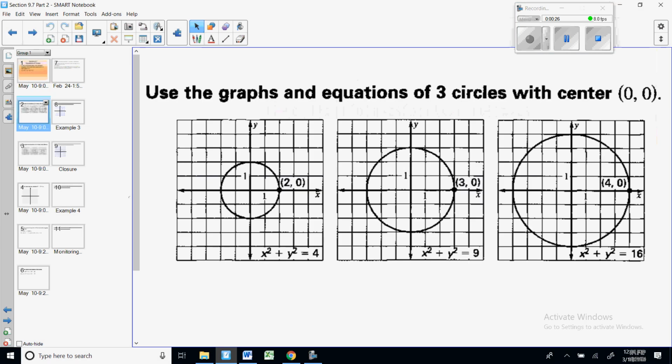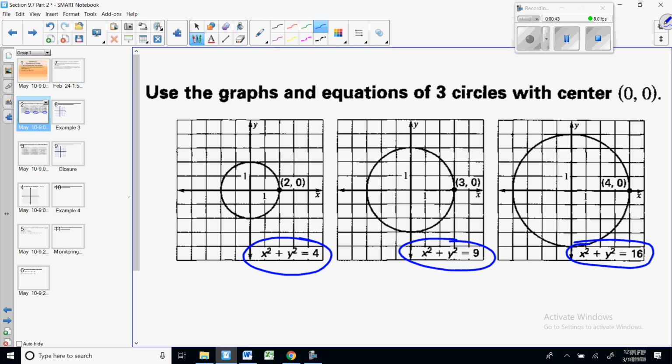Okay, take a look at the pictures here, the front page of your notes. You'll notice that there are three separate circles, and all of our circles have a center at (0, 0). One of the other things you'll want to notice is that each of your equations looks the exact same down here: x² + y². For all three of those, it's x² + y² because the center is at (0, 0). We know that x - 0 is just x, and y - 0 is just y. So I've got x² + y², and remember that equals your radius squared.